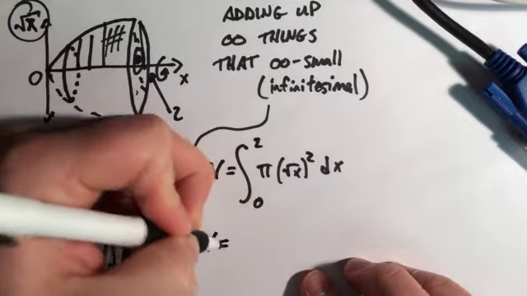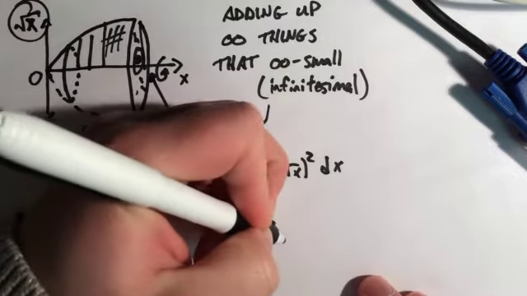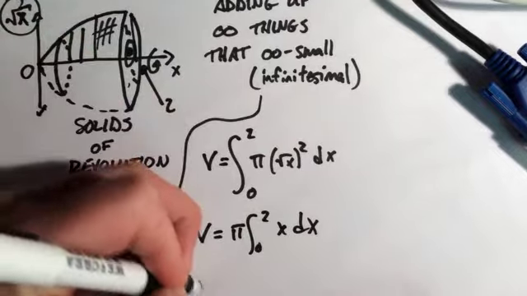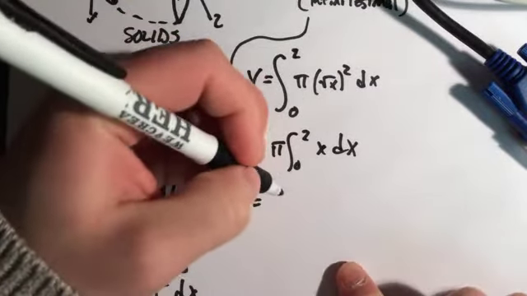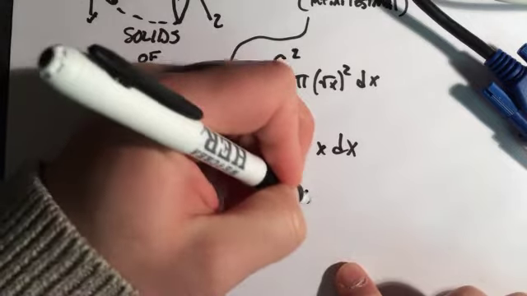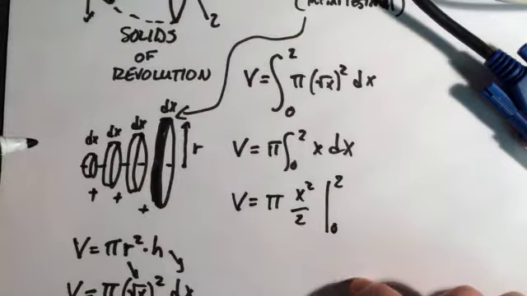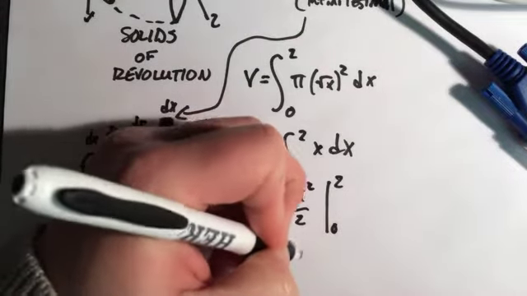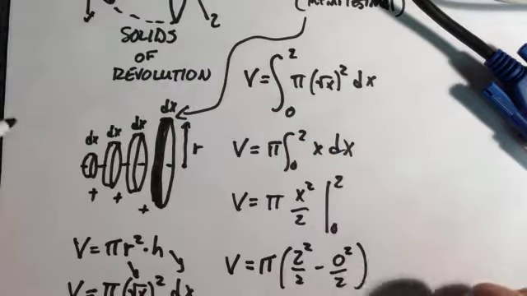So now we just carry through the mathematics. The pi comes out. The square root of x squared is x, dx. So this becomes pi x squared over 2 from 0 to 2. You can fast forward through this if you want. Then the fundamental theorem of calculus tells us that that's going to be 2 squared over 2 minus 0 squared over 2, all times pi.